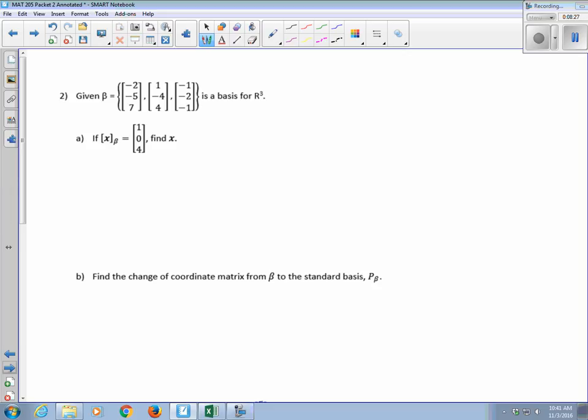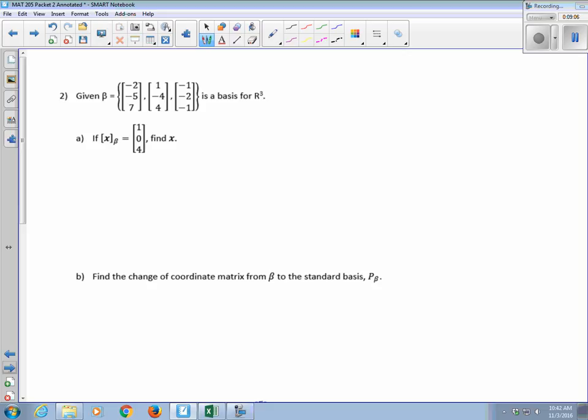All right, so here I've given you a basis for R3. I'm telling you it's a basis, so that means you know that those 3 vectors are linearly independent and they span R3, which means that any vector in R3 can be written as a linear combination of those guys. I'm telling you that the coordinates of a vector x with respect to the basis beta is (1, 0, 4), and I want you to find x. So remember, the coordinates with respect to beta give you a list of weights. This is a vector of weights that you would put on the basis.